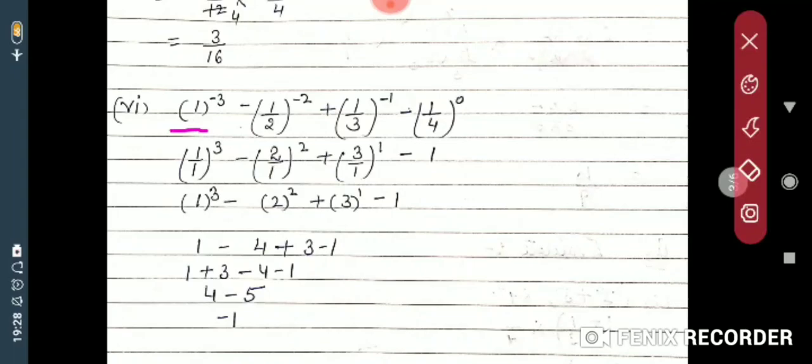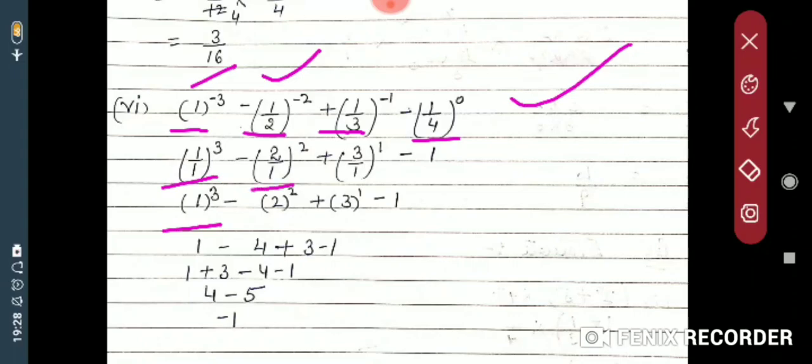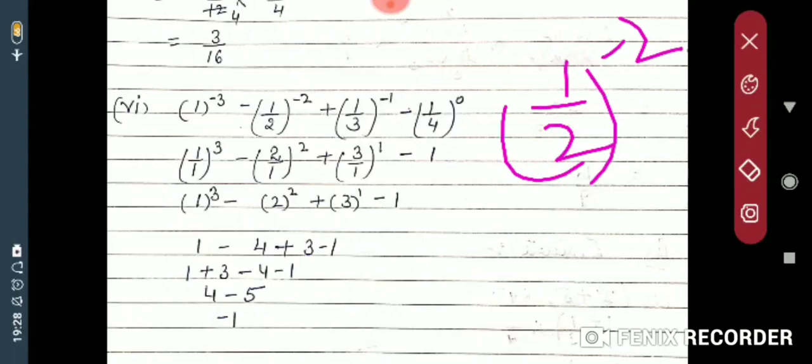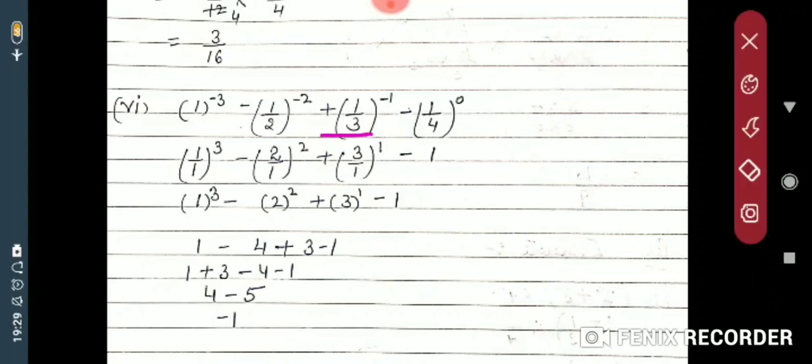Now, next question. 1 to the power minus 3 minus 1 upon 2 to the power minus 2 plus 1 upon 3 to the power minus 1, then minus 1 upon 4 to the power 0. Okay, so the powers are negative, so what will you do? You will do the reciprocal of this number. 1 upon 2 to the power minus 2. So this 2 will go up if you reciprocate it, and the power will become positive. Again 1 upon 3 to the power minus 1, then the 3 will go up.